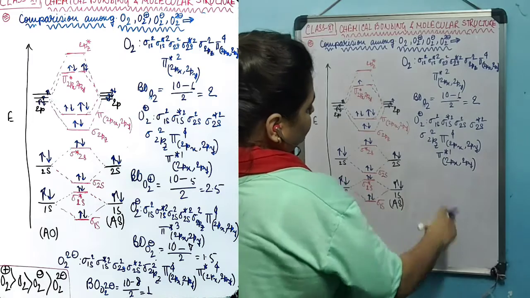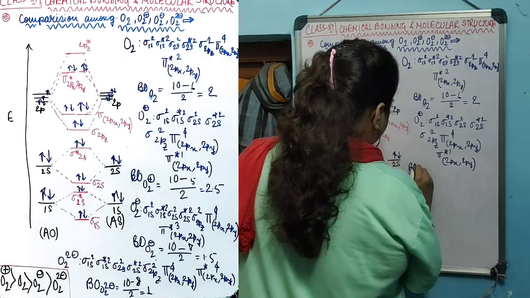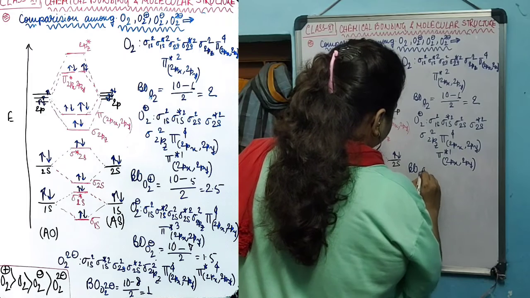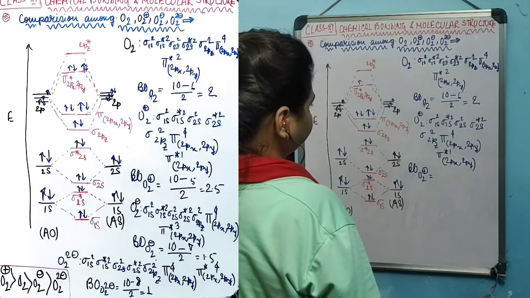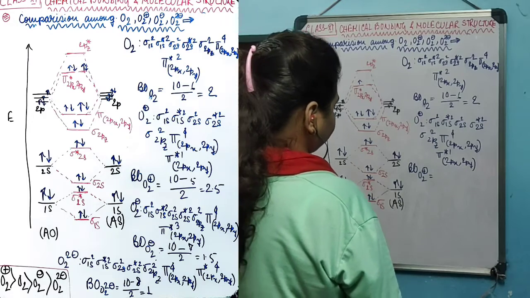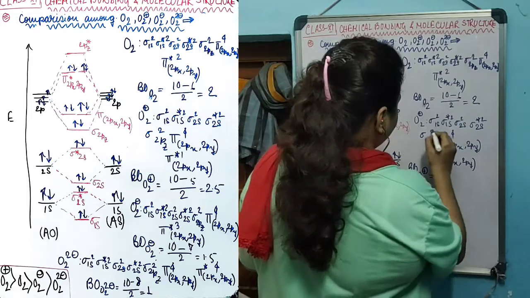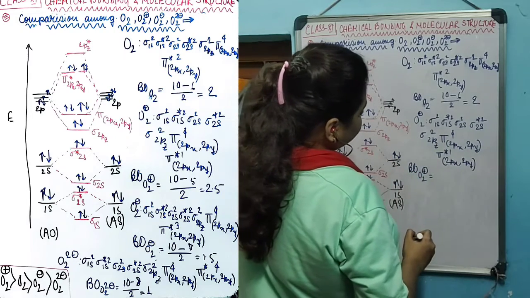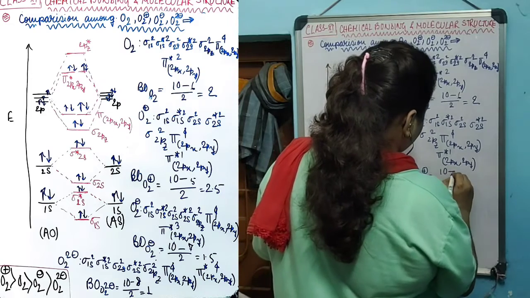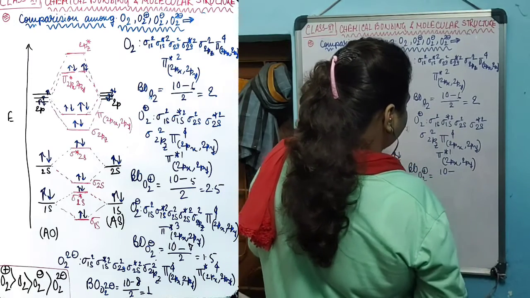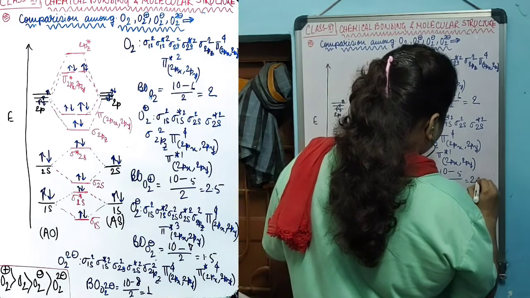This is the electronic configuration for the O2 plus species, and the bond order for O2 plus is going to be 10 minus 5, divided by 2, which is 2.5.